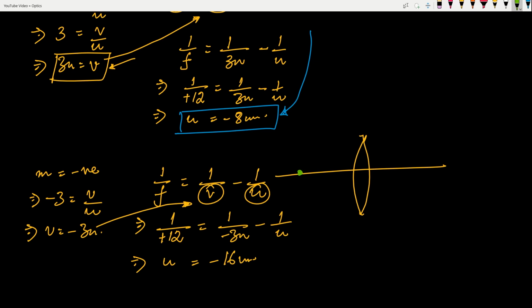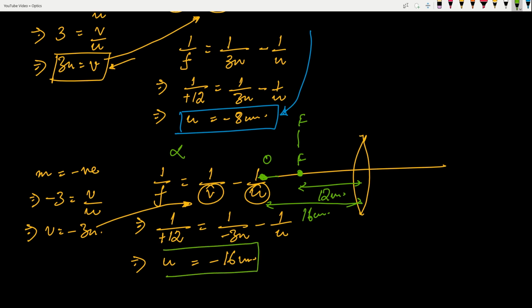So if this is our focus and the distance is 12 centimeter, okay, this is our focus. Now the object is at 16 centimeter, so our object is somewhere here, 16 centimeter in front of the lens. We have learned that whenever the object is kept between infinity and focus, we always get a real image, isn't it? And in our question we got a real image because magnification is negative. So our concept is matching with our answer, therefore our answer is correct.